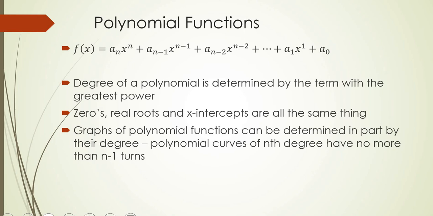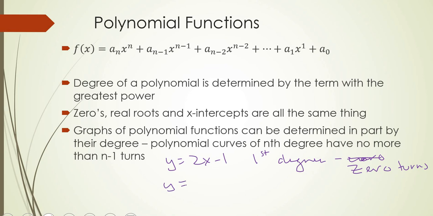Graphs of polynomial functions can be determined in part by their degree. Polynomial curves of nth degree have no more than n minus 1 turns. So if we have a polynomial that looks like this, that's a first degree. So it has 0 turns. Oh my gosh, sorry, this is a really bad pen. We have 0 turns. In other words, this is a line. Think about our parabolas. This is a second degree.